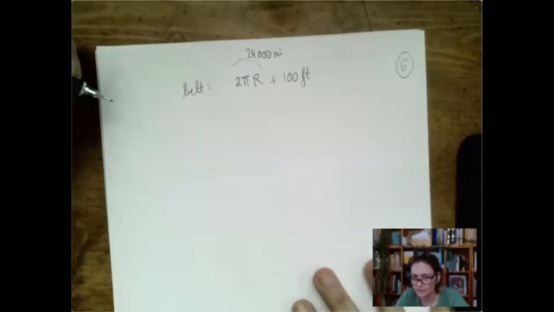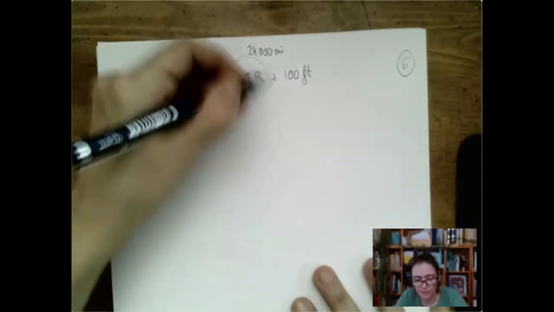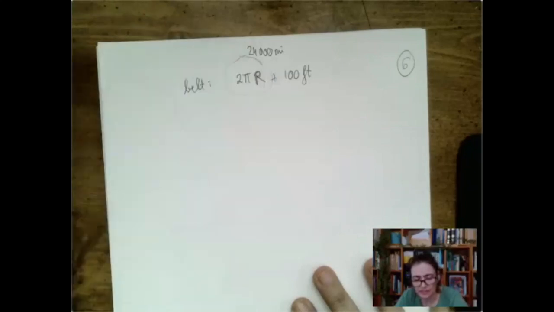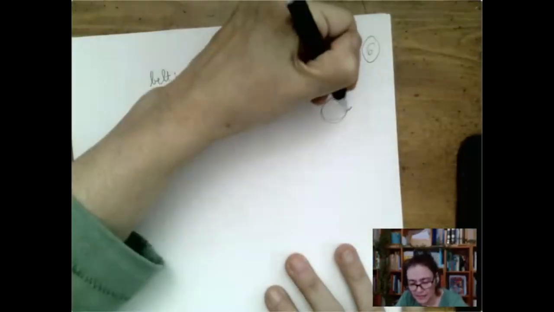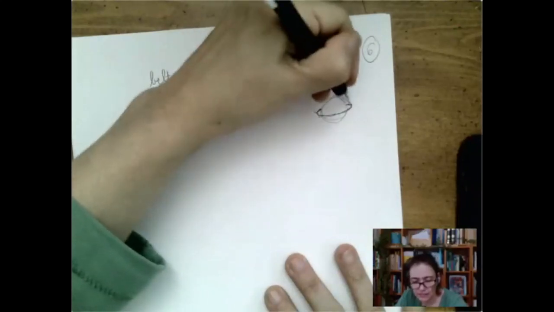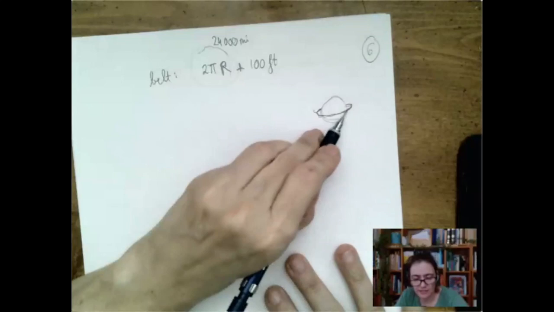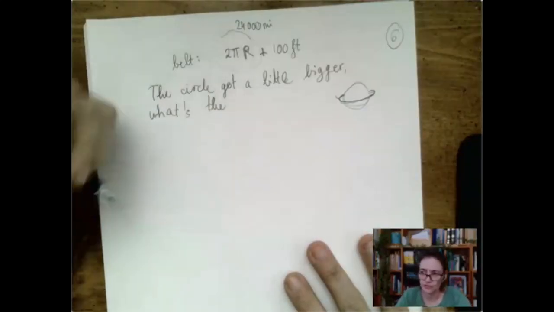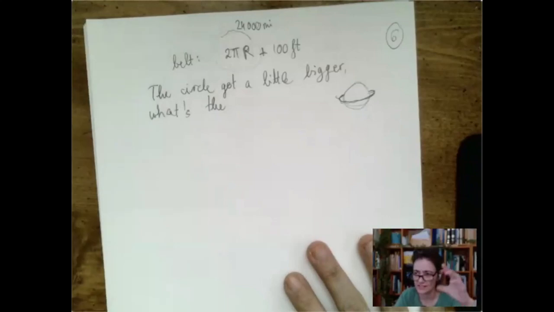That's the length of the belt. Here is the perfectly fitting belt, and then we added 100 feet to it. Now, what happened is that the belt is a little bit away, just like the previous picture. So we need to find this difference here. So what's the new radius? And when we subtract the two, the new radius and the old radius, that's the distance.